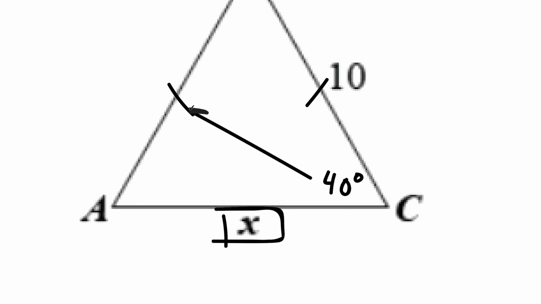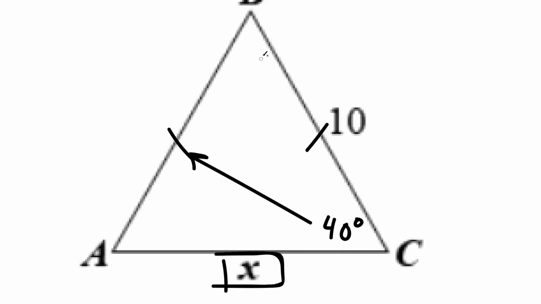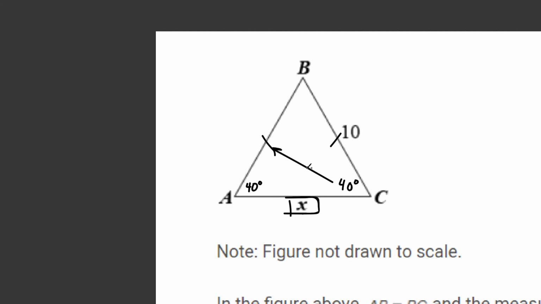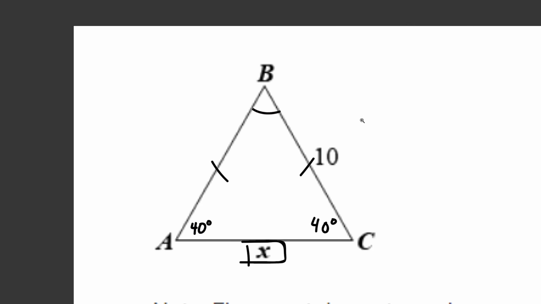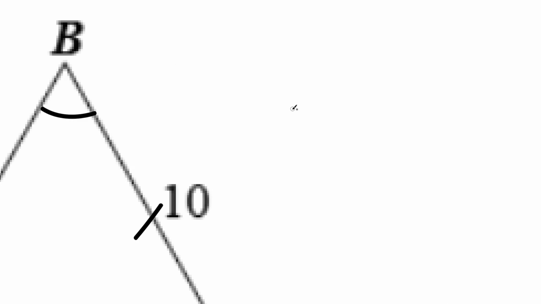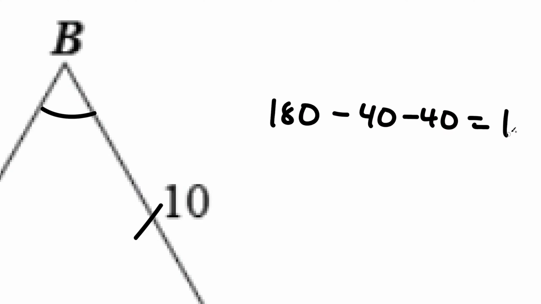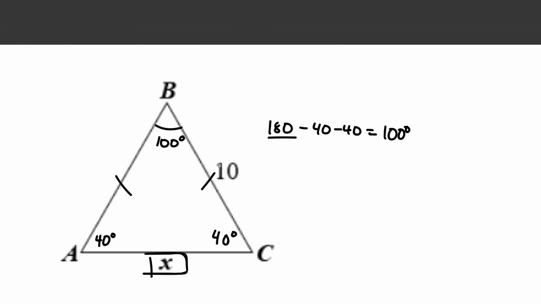Since AB is congruent to BC, we know that angle A is also going to be 40 degrees, because if we have an isosceles triangle, we not only have two of the exact same base angles, but the sides are going to be equal as well. So yes, we have two 40-degree angles at the bottom, and now we're trying to look for angle B. So how do we solve for angle B? Well, it's basically just going to be using 180 minus 40 minus 40, or 100 degrees, because the sum of the angles in the triangle is 180 degrees.